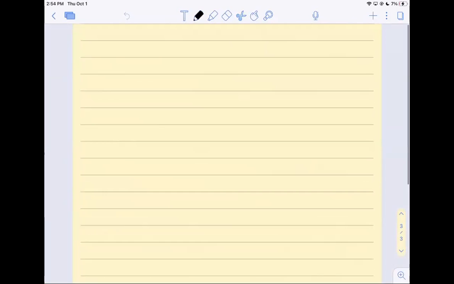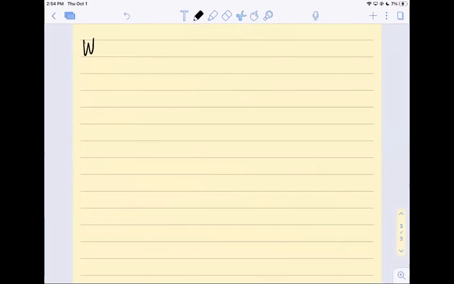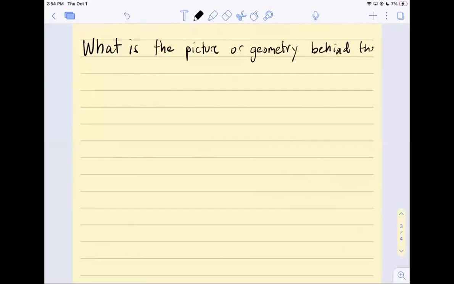So the question is, what is the picture or geometry behind the algebra? And we'll just talk about this example, and then next time we'll kind of delve into it a little bit more.